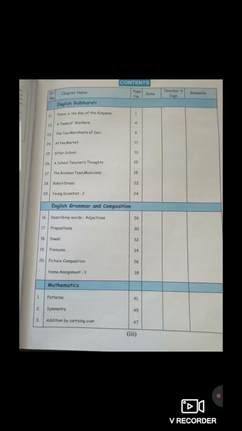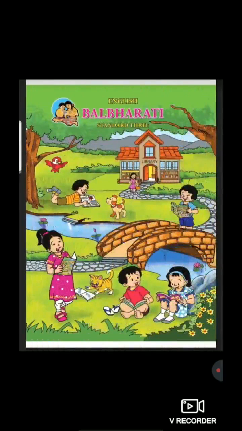I hope that everyone has completed the homework, right? Students, again I am saying, from today onwards I am going to give you the notes of poem number 21, The Key of the Kingdom. So students, before I give you the notes of this poem, first of all, I am going to recite the poem for you. Everyone just pay attention, okay? Whatever I had explained to you in the previous lecture, the poem number 21, The Key of the Kingdom, that poem I am going to recite first, and then afterward we will start with the notes.